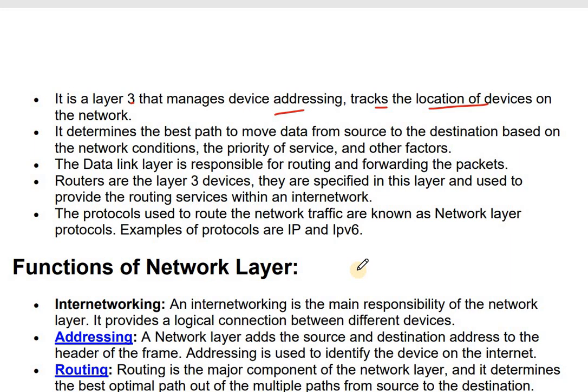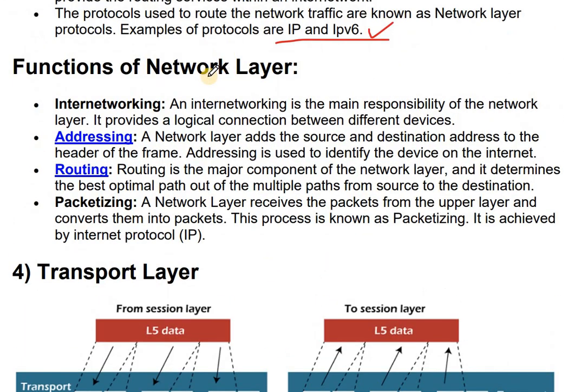Routers are the layer 3 devices. They are specified in this layer and are used to provide routing services within an internetwork. The protocols used to route the network traffic are known as network layer protocols. Examples of protocols are IP and IPv6. Now see the functions of the network layer.